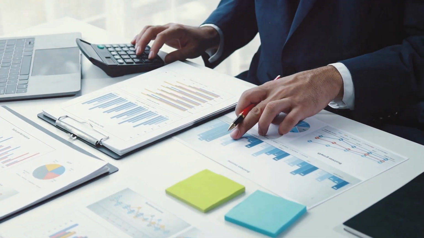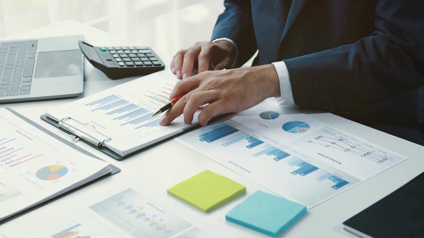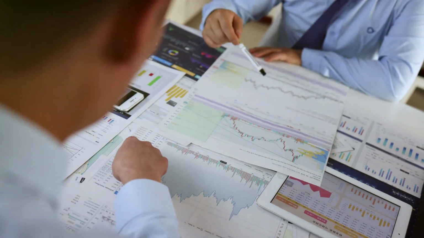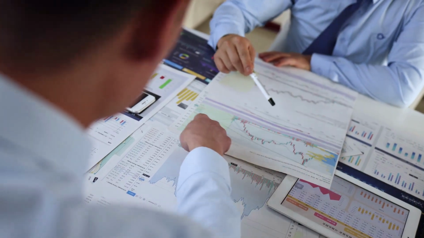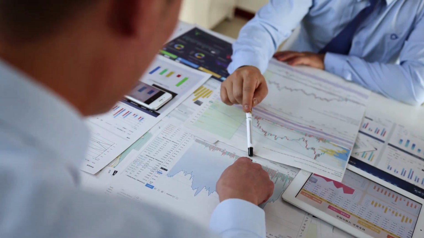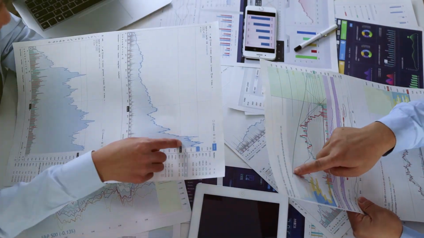Section 5. Unveiling inefficiencies, the power of cost variance analysis. Cost variance analysis is more than just number crunching. It's about extracting actionable insights. By delving deep into the numbers, businesses can uncover hidden patterns and trends that might otherwise go unnoticed.